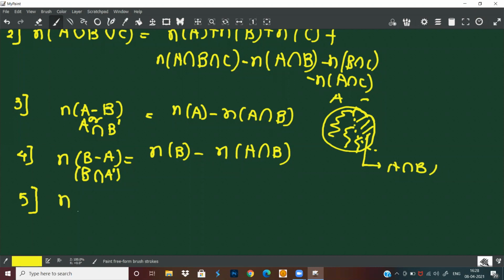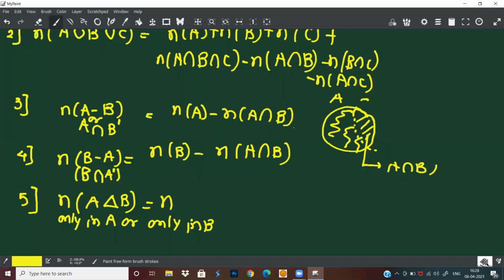सिमेट्रिक डिफरेंस का याद है? ये दोनों का एडिशन. इन शॉर्ट ये दोनों का एडिशन. क्यों? It is only A and only B. इसका मतलब क्या है? Only in A and only in B. मतलब ये only A का है. 3 + 4 formula add कर लो तो ये आएगा: N of A plus N of B minus twice N of A intersection B. All right.